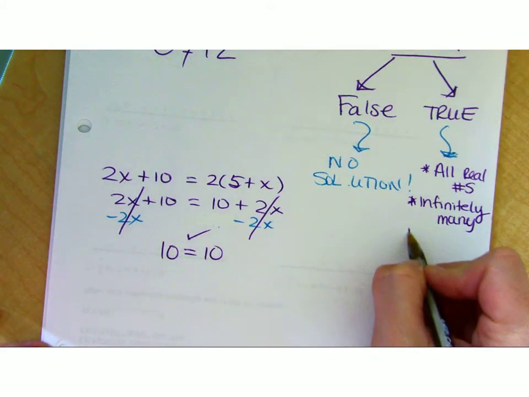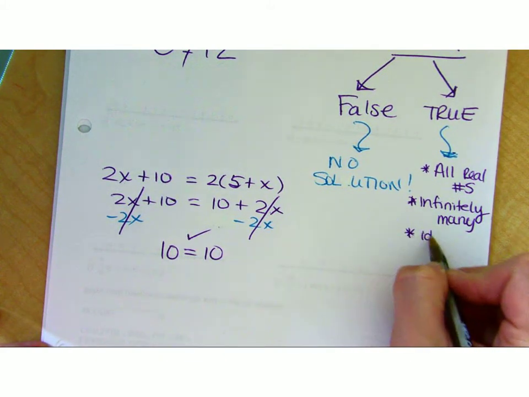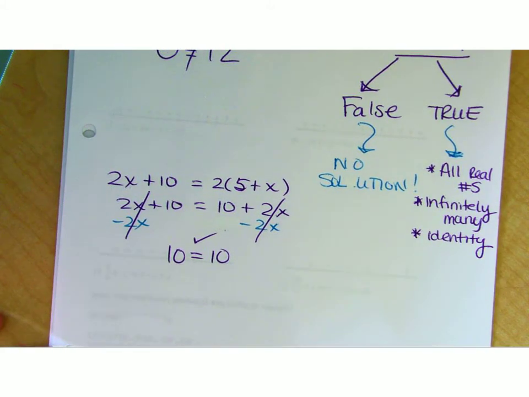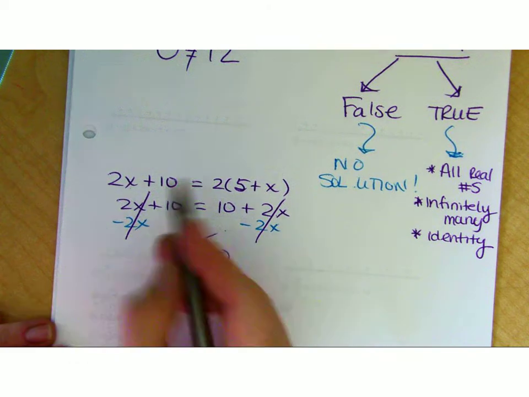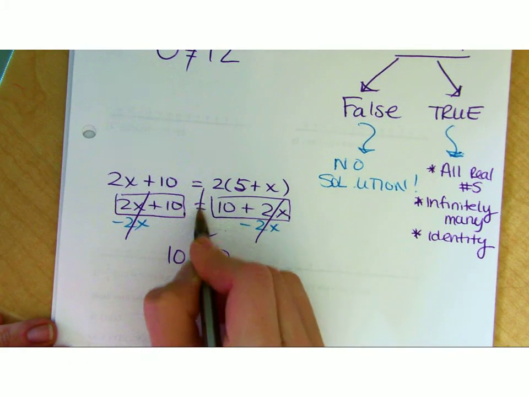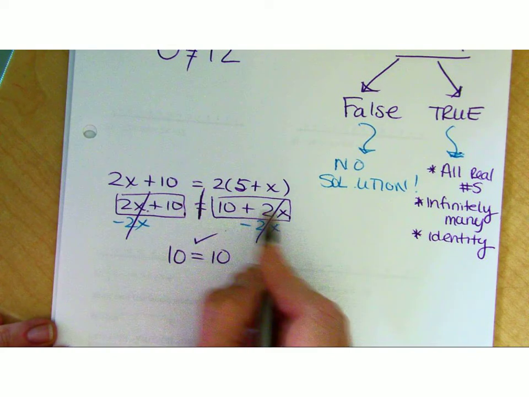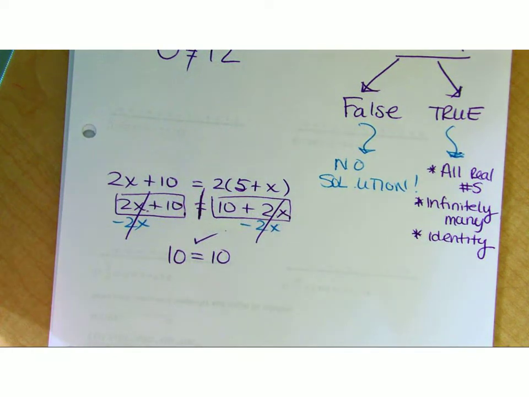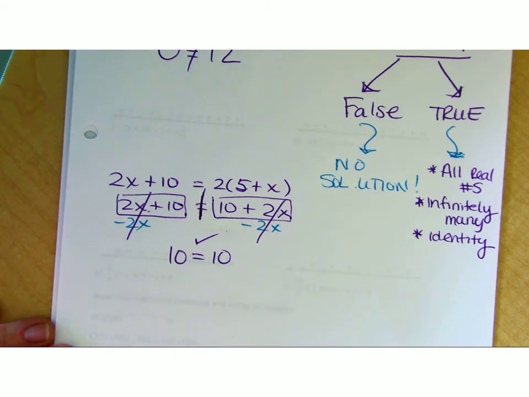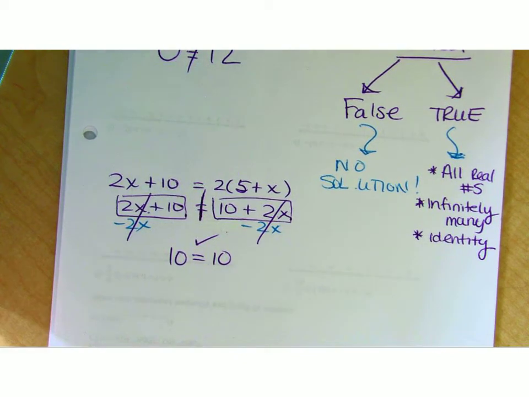Your book is going to use this phrase or word. I don't really like it, but I get it. They're going to say identity. It's because this is the exact identity as this. Like if this were a mirror, this would look in the mirror and see itself, even though it's reversed. Okay? But I kind of like, what's your solution? Oh, all real numbers would be your solution. Infinitely many numbers could be your solution. Identity. It just doesn't go for me.